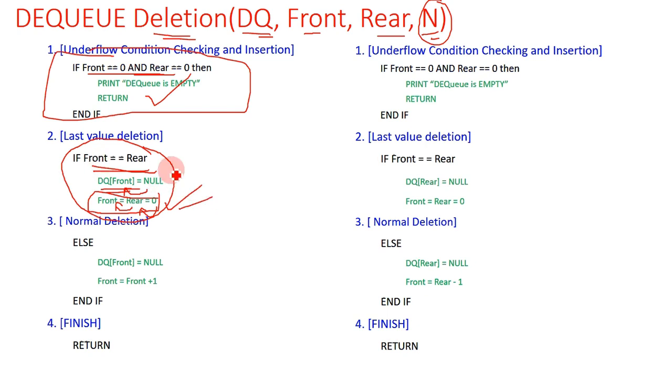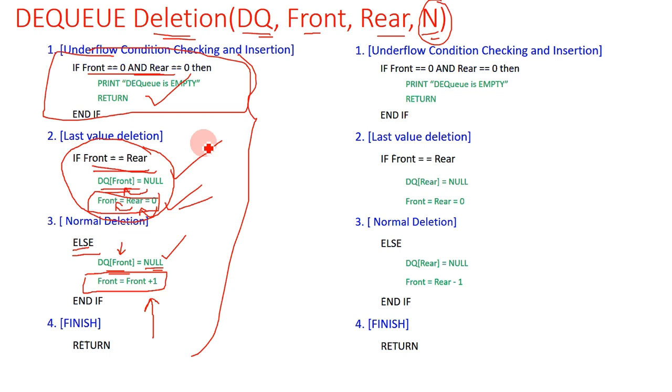Okay, so when you want to delete the last element, then this condition will be satisfied and you can delete the element. This is for the normal deletion. Assign null to that front location, the DQ front location. Okay, assign null value to that location and increment the front by 1. This is just like the normal queue operation of deletion. Okay, this was the deletion from the front side, just like normal deletion.